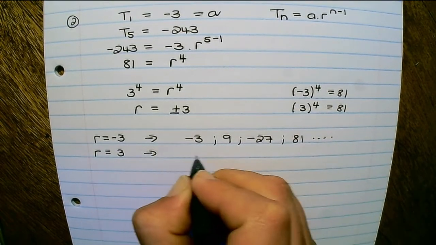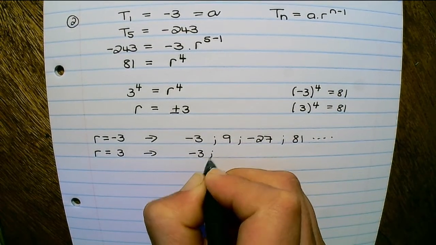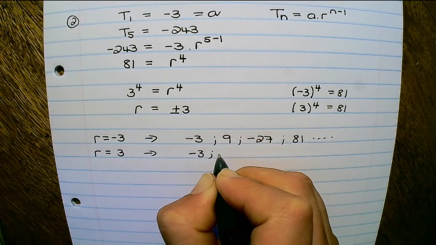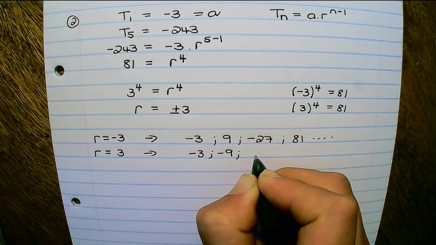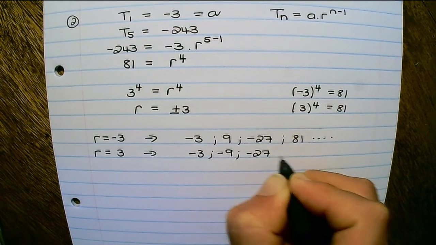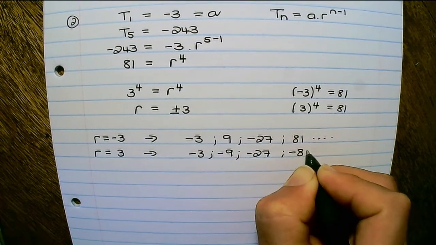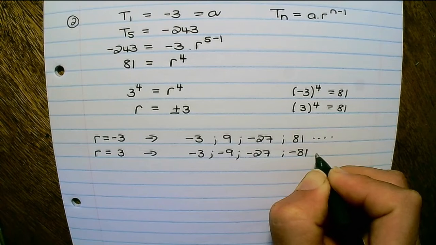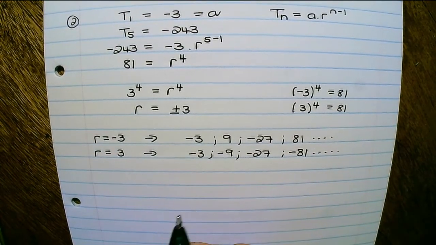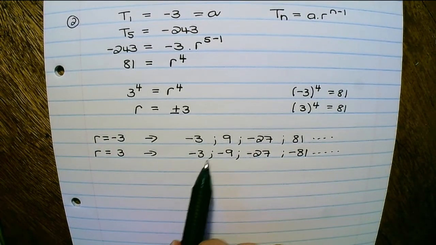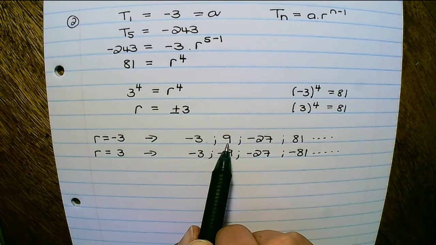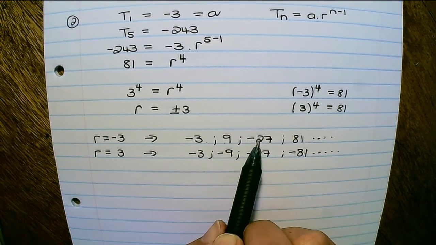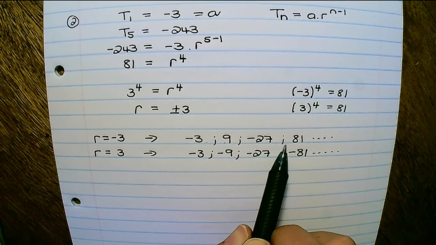And when r is equal to 3, the first term is negative 3, then negative 9. Then I multiply with 3, that is negative 27. Multiply with 3, that is negative 81, and so on. So I have two sequences that look the same, but in the first one, we can see that the signs alternate between every second term.